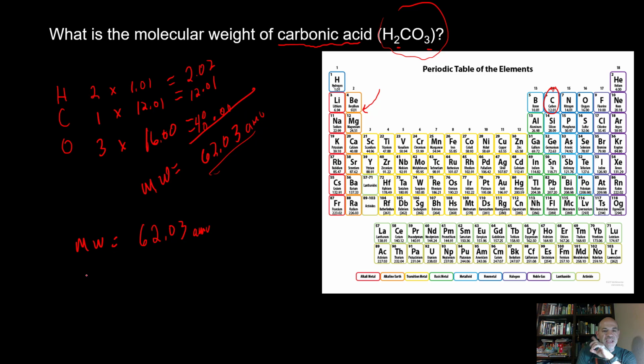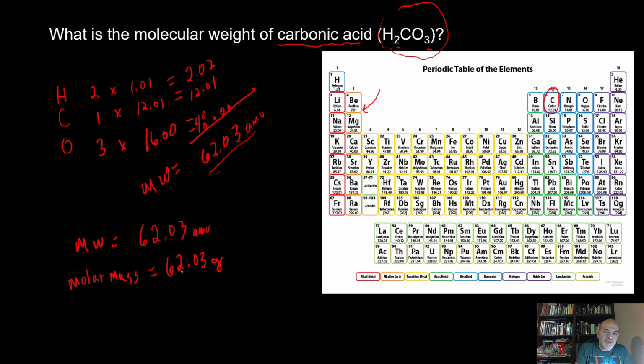But if I ask you, how does that relate to the mass of 1 mole, which we're going to call molar mass? This is an important definition. It turns out that the mass of 1 mole of any substance is going to be equal to its molecular weight in grams. So if the molecular weight of carbonic acid is 62.03 atomic mass units, then the molar mass is going to be the same numbers, but we put grams. You get 62.03 grams, because in the lab we can measure grams with a balance, we don't have an instrument to measure individual molecules.